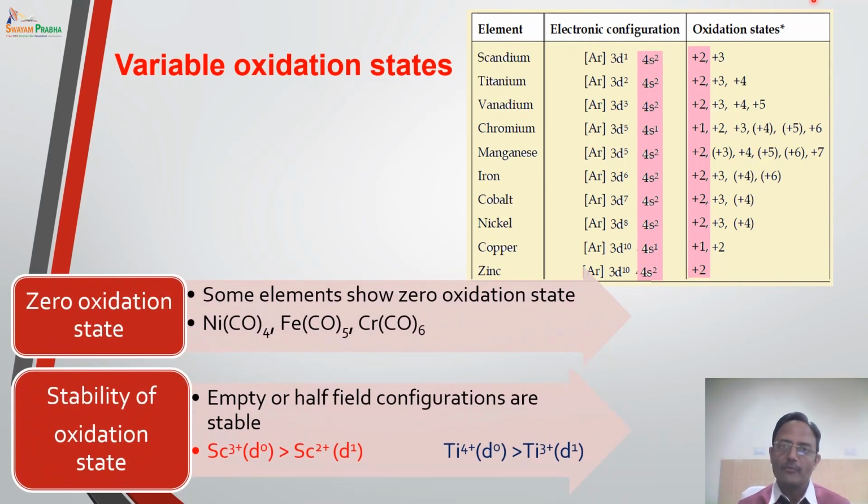Now, apart from these oxidation states which are shown in this table, some elements have a tendency to show even the zero oxidation state. We'll find compounds like Ni(CO)4, Fe(CO)5, Cr(CO)6, the metal carbonyls. These metal carbonyls have the metal in zero oxidation state. Carbonyl is a very strong ligand and it is a neutral ligand. So you will find that nickel, iron and chromium are showing zero oxidation state in their respective carbonyls.